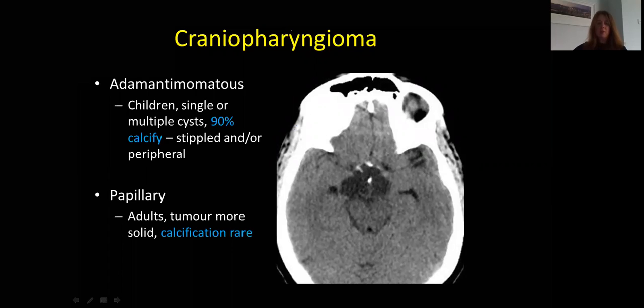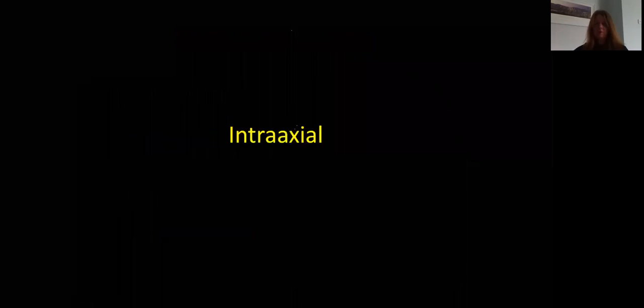But the important thing about kids with the cystic craniopharyngiomas, 90% of these calcify. And the calcification, again, can be quite variable. So in this case, it's kind of stippled. It looks a bit peripheral. In the adults, they don't tend to get cysts. They can get cysts, but they tend to have much more solid tumours, and they rarely calcify. But again, you're going to know the age of your patient. So if you've got a suprasellar lesion in an adult, think papillary craniopharyngioma or pituitary macroadenoma or the various suprasellar lesions. So again, we're not going to talk about every single tumour on that list.